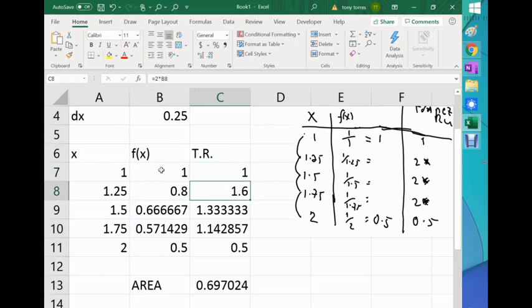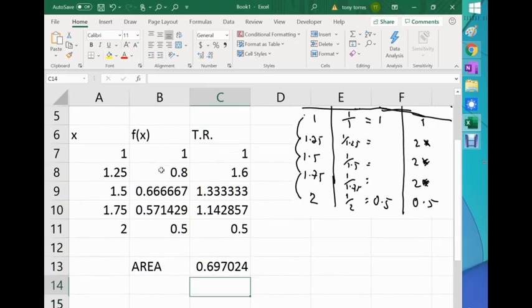By 2, by 2, by 2. This one stays, and that's it. All right. So I got the number 0.69724, and that's the area using the trapezoidal rule.